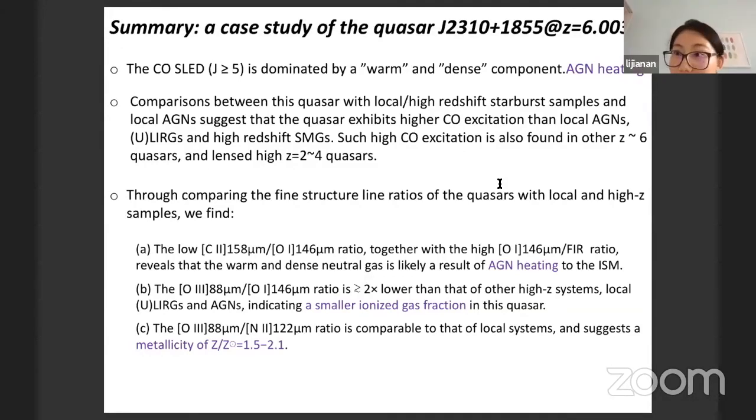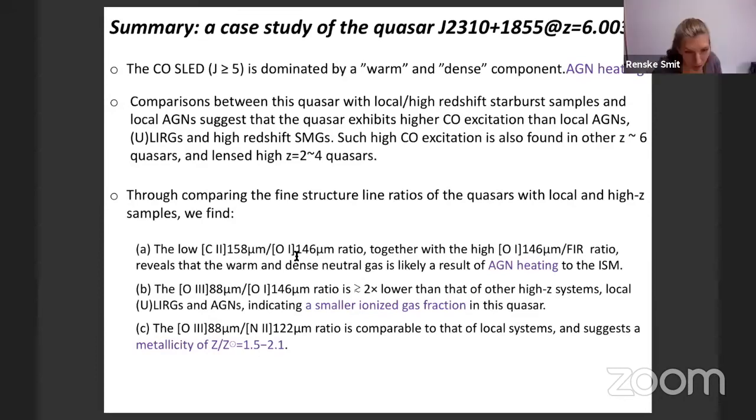The CMB has some impact on the CO lines. It only affects the very low frequency lines like CO 2-1. But in the modeling, we actually consider the CMB effect, so it has no influence on the CO SLED. For the fine structure lines, I don't think the CMB has a very large impact, because the CMB only has a temperature of about 20 Kelvin, while the excitation temperature of these fine structure lines is usually several hundred Kelvin.